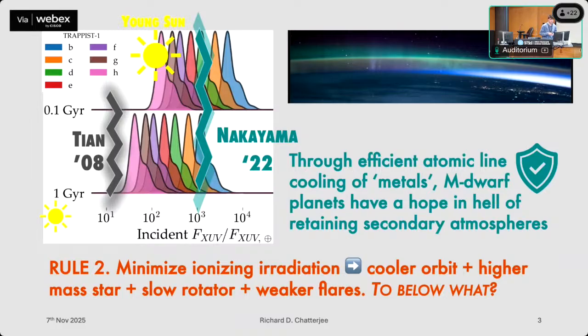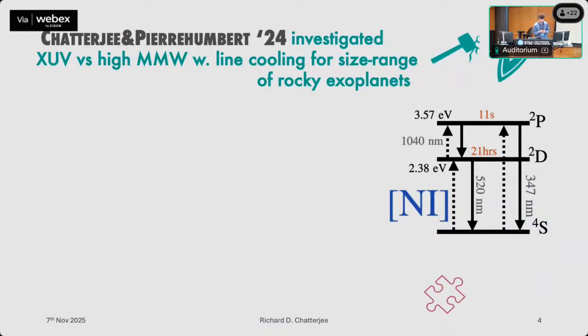retaining secondary atmospheres. But actually, the planets still often receive more than this irradiation for some part of their lifetime, and there's now been modeling since, although not very much. So what does this picture mean for the size range of rocky planets? That's what my thesis work focused on.